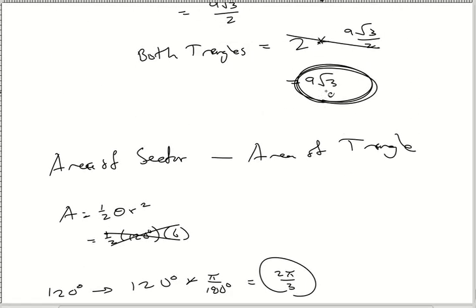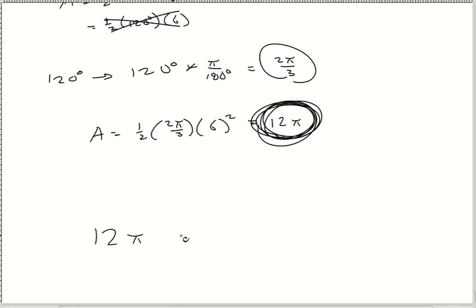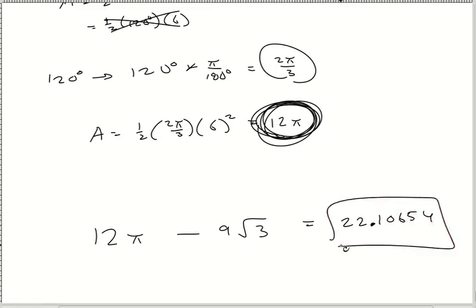So I got this guy and this guy. I'm going to subtract them. So here we go. 12 pi minus 9 square root of 3. That's my exact answer. But decimal-wise is what they're wanting. 22.10654. Gosh, that's a crazy problem.